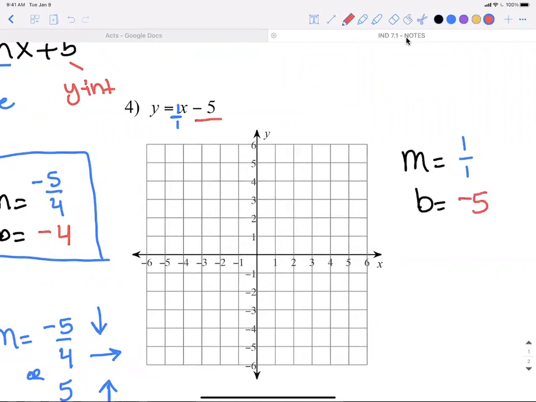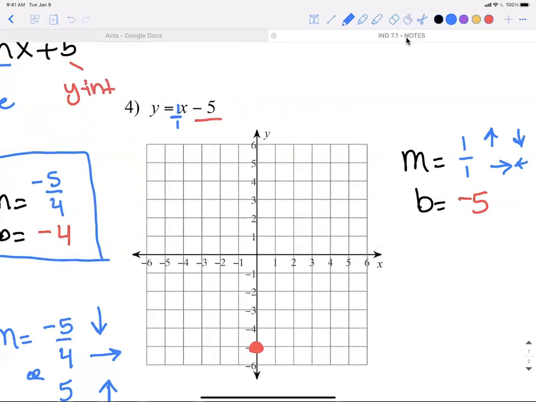Okay, so we begin by plotting our B, which is our Y-intercept. So right on the Y-axis, I put a point at -5. Then I use my M to move. Now I can either move up 1 and to the right 1. Both of those are positive moves, right? Or I could move down and backwards, because 2 negative moves is also a positive move.